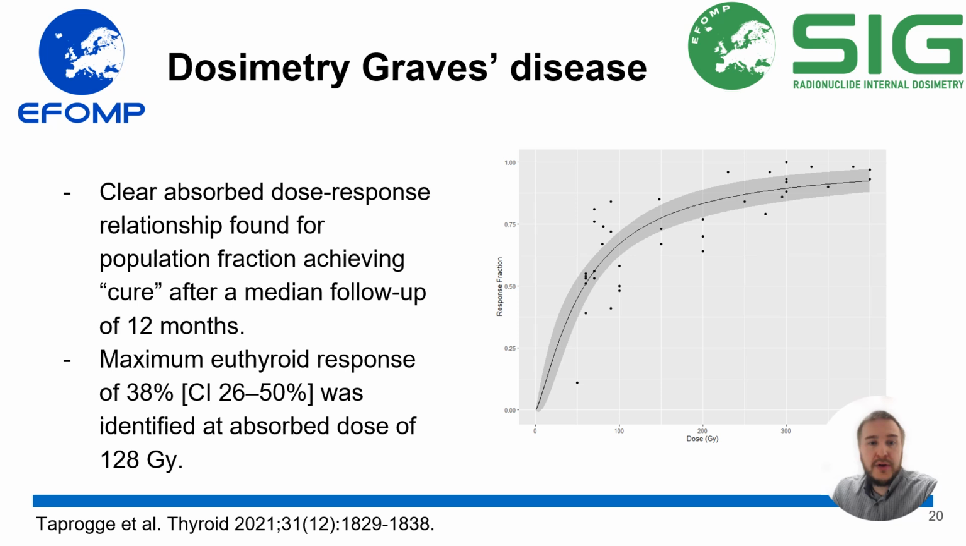And when we plotted the absorbed dose reported in the studies versus the response fraction, you really see this nice dose-response relationship, showing the population fraction achieving cure after a median follow-up of 12 months. So this really shows that yes, there is a dose response here, and dosimetry might really make a difference.